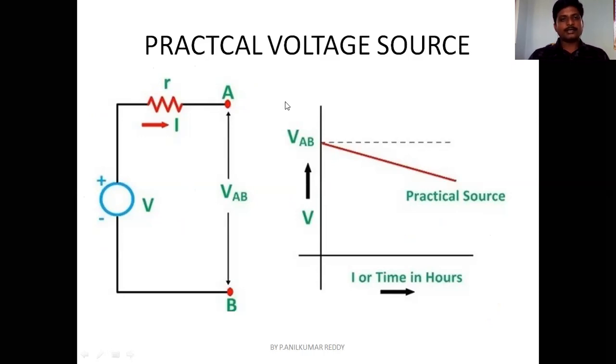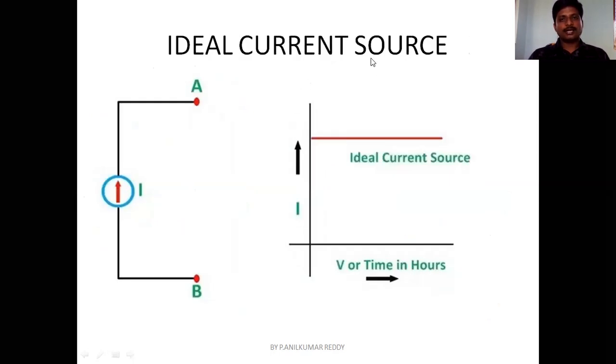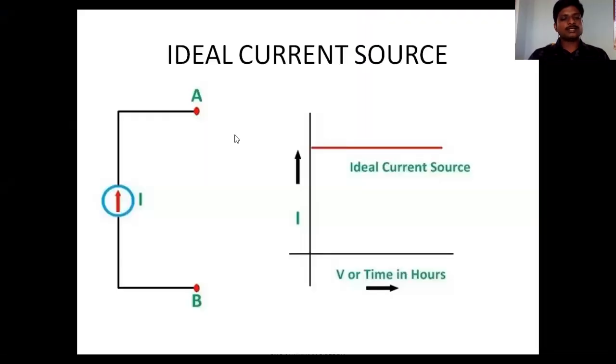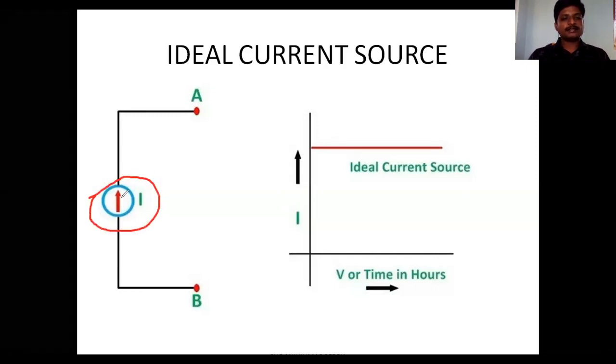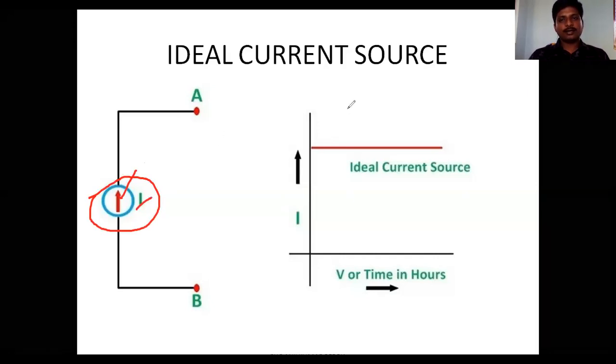Next we will be looking into the current source, the ideal current source, as you can see here. The ideal current source is represented by a symbol as shown on the screen. It has a circle and a direction as well as a value. That is the symbol for the ideal current source.